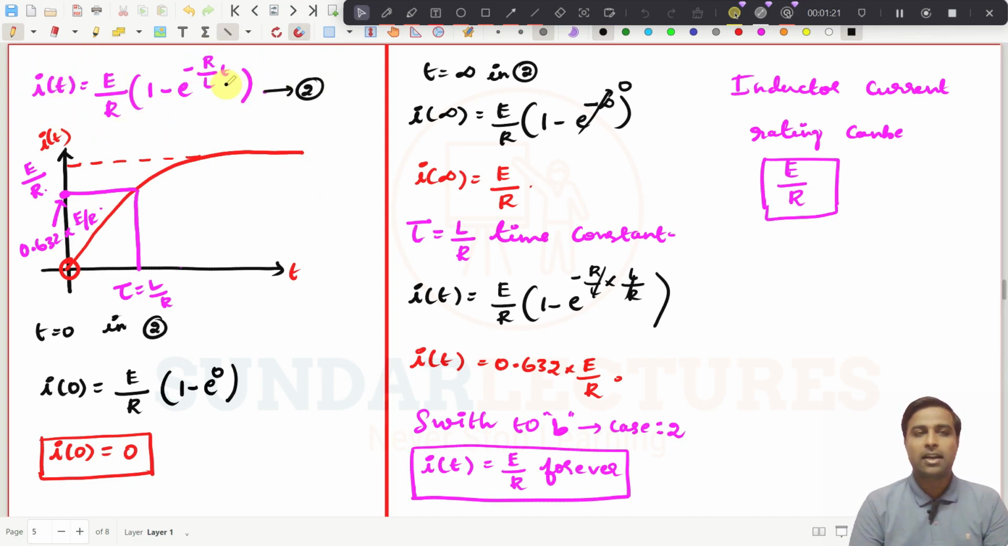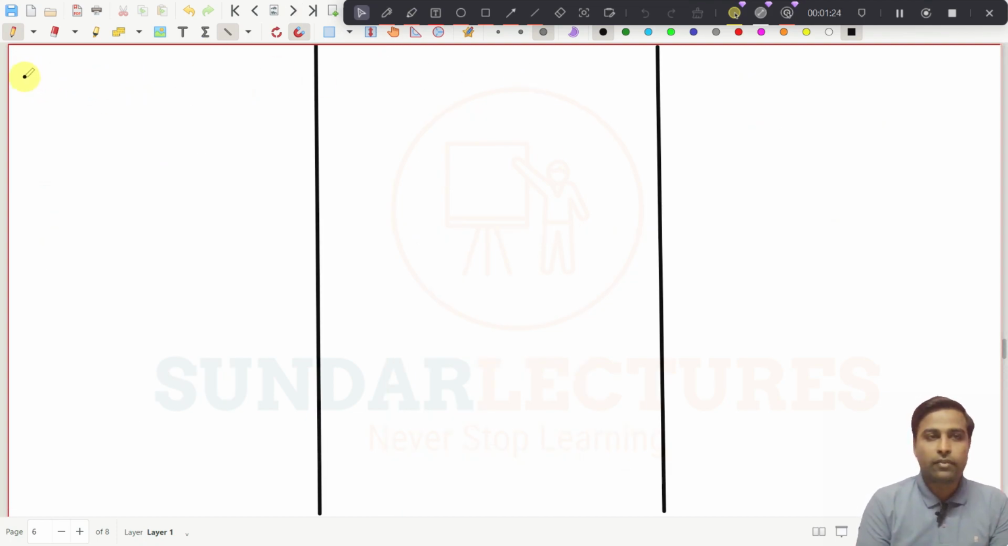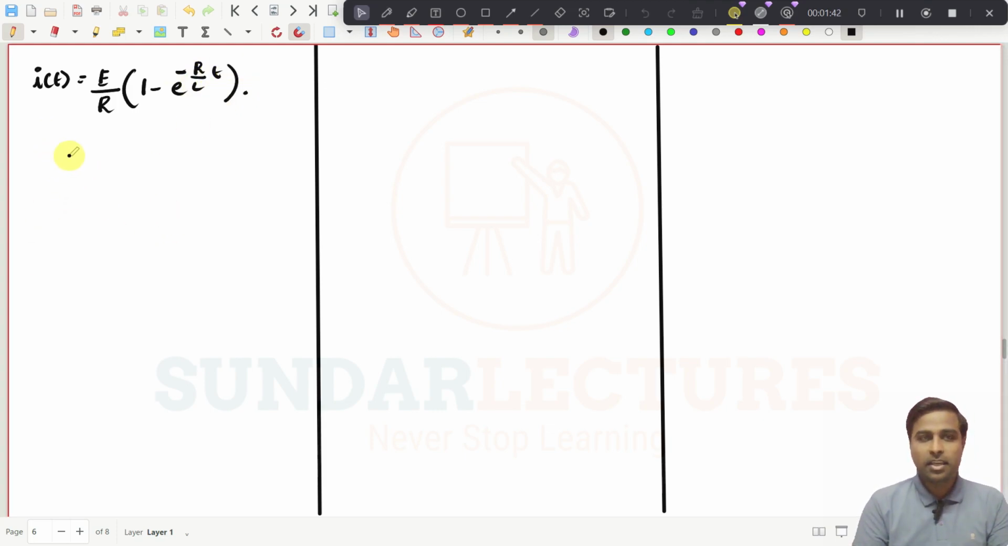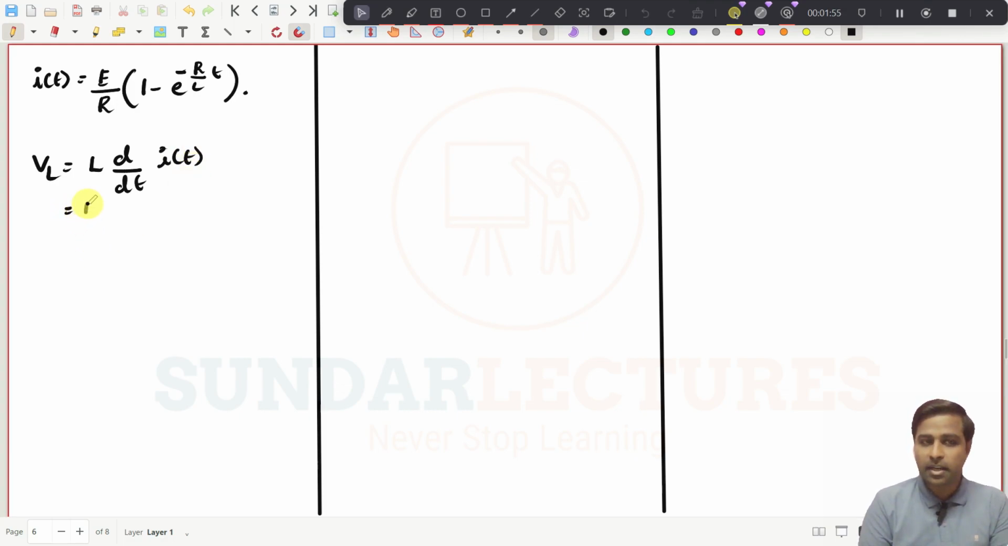Now we know this is the current expression, so I will write it down. I of t is equal to E by R into 1 minus e power minus R by L into t. This we know. And what is the voltage across the inductor? We know that VL is equal to L into d by dt of I of t. So we can substitute in this expression, right? L into d by dt of E by R into 1 minus e power minus R divided by L into t, right?